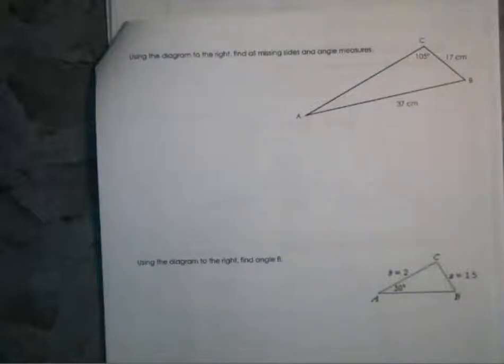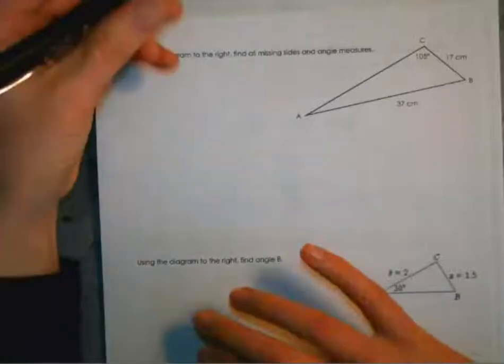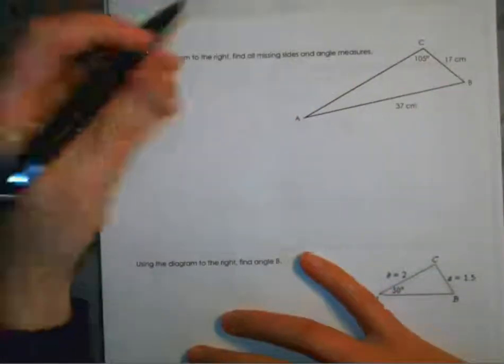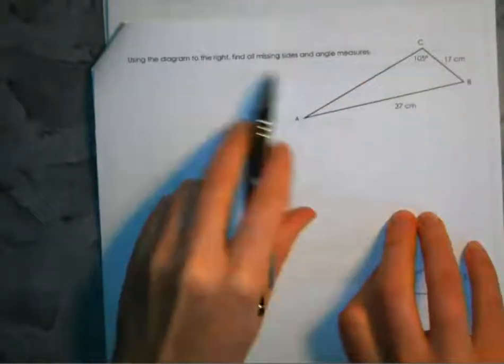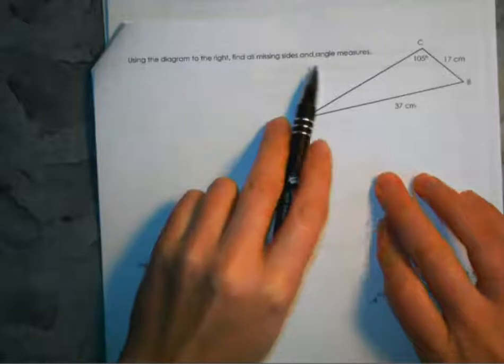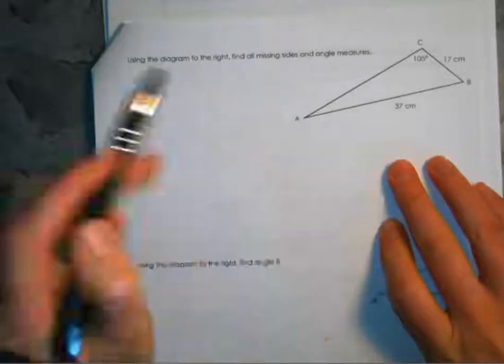Okay, let's try another one here. So using the diagram to the right, find all missing sides and angle measures. Remember from last time, the other way that this could be written is solve this triangle, right? And solve this triangle always means find anything that's missing that's not given.